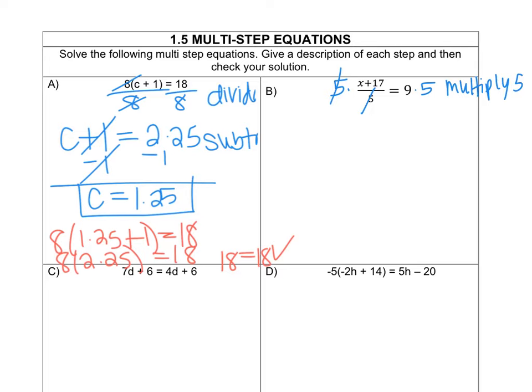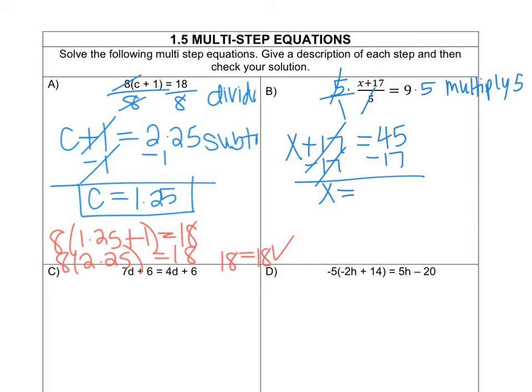Five divided by 5 is 1, because remember this is really like 5 over 1. So I'd be left with x plus 17 equals 9 times 5, which is 45. And then I'm going to get x by itself, so I need to get rid of this positive 17. So I'm going to subtract it and move it to the other side of the equation. 17 minus 17 is 0. So I'd be left with x equals 45 minus 17, which is 28. So on that step, we would subtract 17.